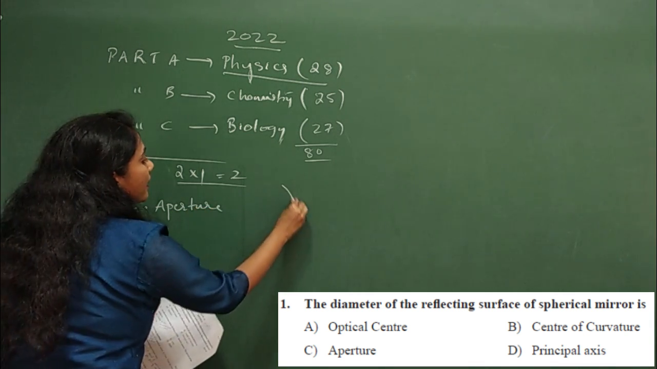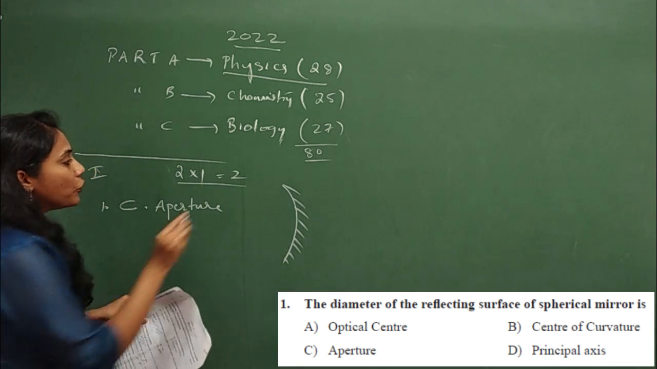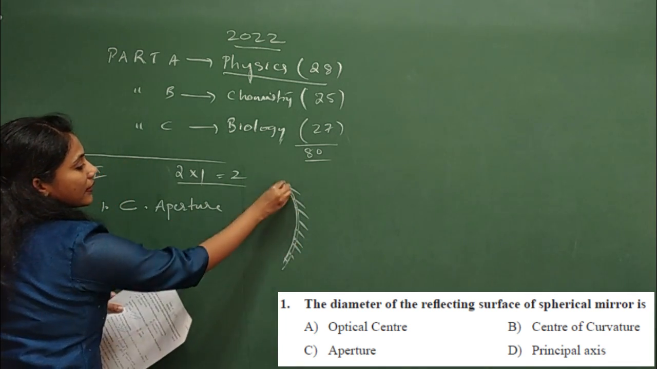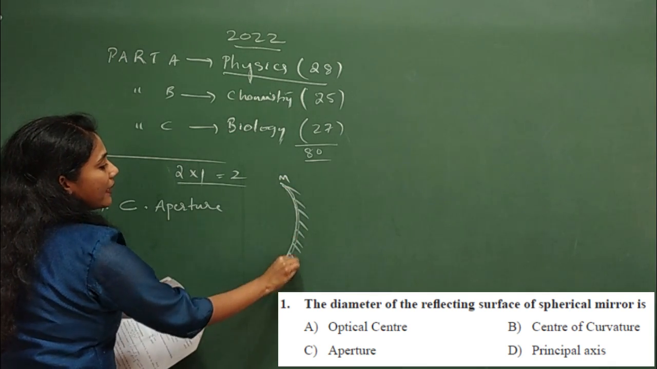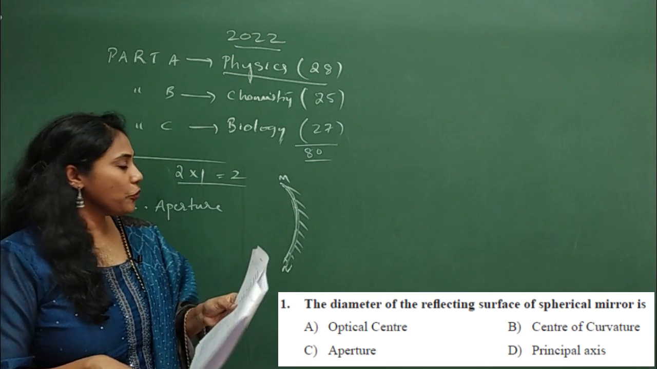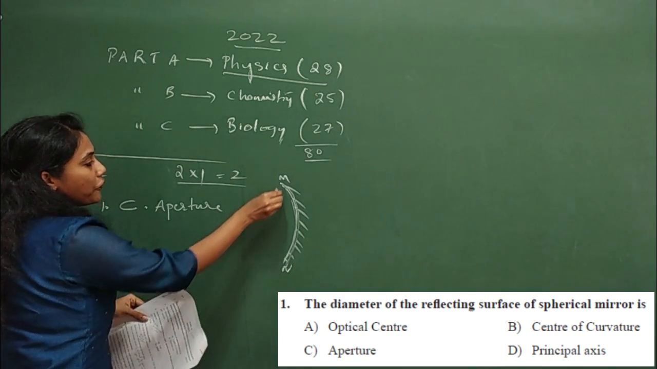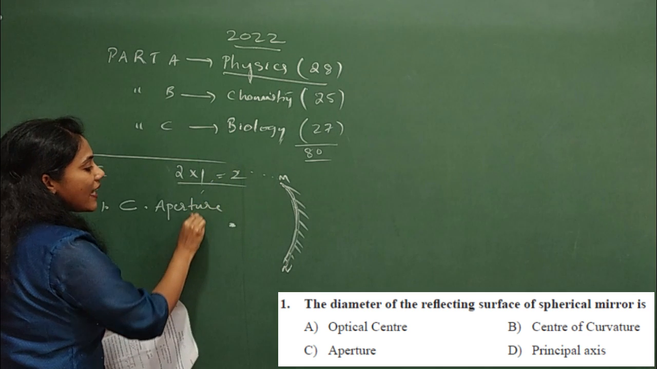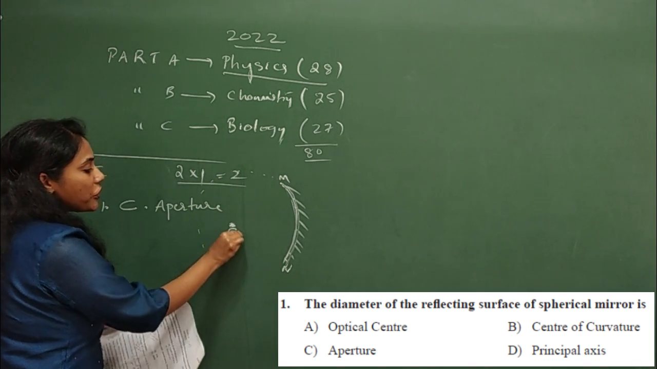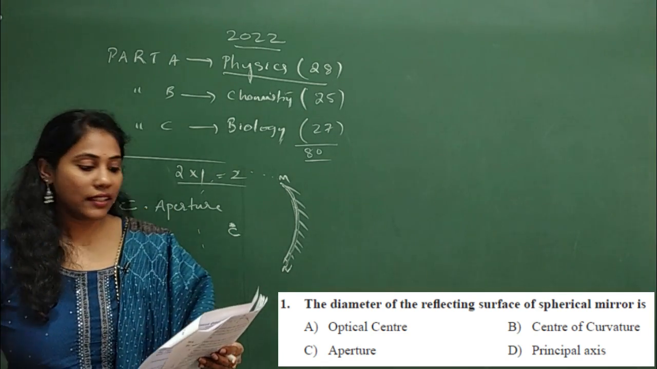So if you take this concave mirror I took, and this length, the reflecting surface, this much, let me take it as MN. So this surface we will call as aperture. That's what they asked you, right? So what is center of curvature? Center of curvature, if you imagine this as a sphere, the center of that sphere which we can represent as C, that is called as center of curvature, right?